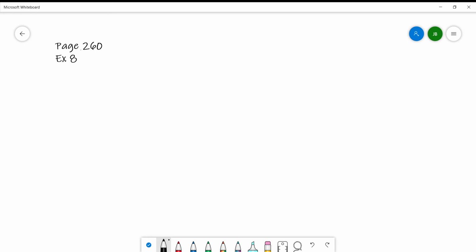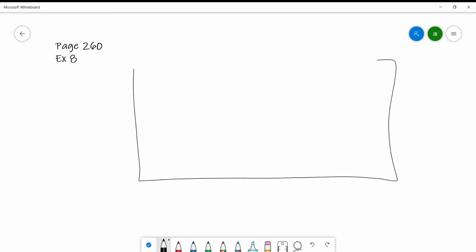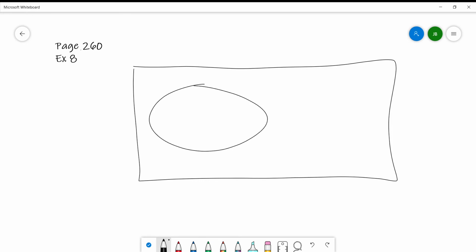So it says draw a Venn diagram. We have the total sample set of every student at this particular school in this rectangle. How many of them play a brass instrument? About 1/4. So this is brass instrument. And of the brass instrument players, 20% play the trombone.